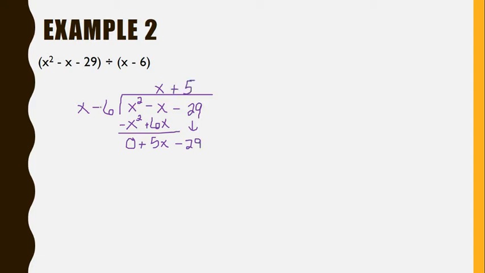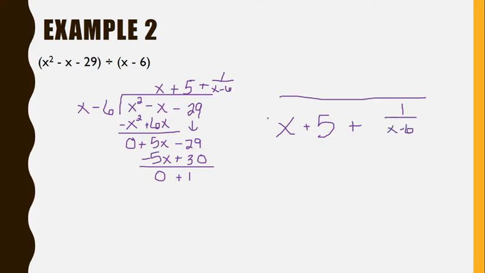Now we're going to multiply. 5 times x, we get a 5x. 5 times a negative 6, we get a negative 30. Remember, switch all your signs on that, and then add. 5x minus 5x is 0. Negative 29 plus 30 gives us a plus 1. So then we have a remainder of 1 over x minus 6. That means our answer is x plus 5 plus 1 divided by x minus 6. That is our final answer to this problem.